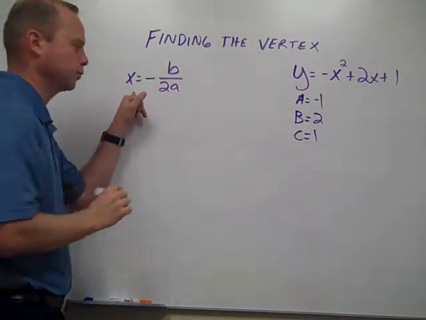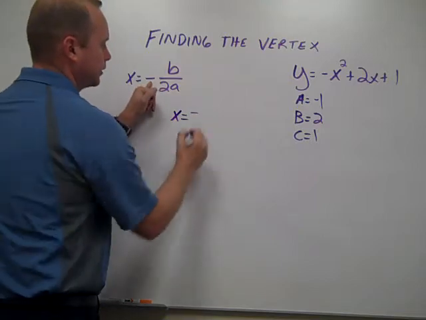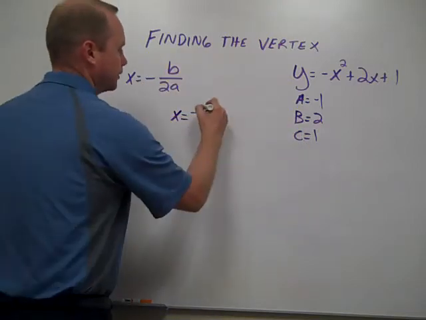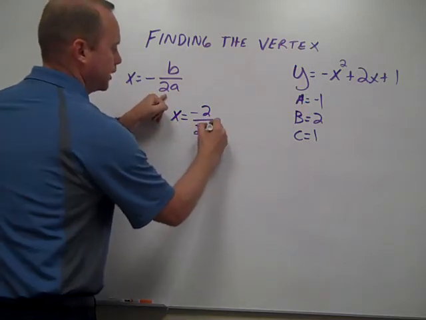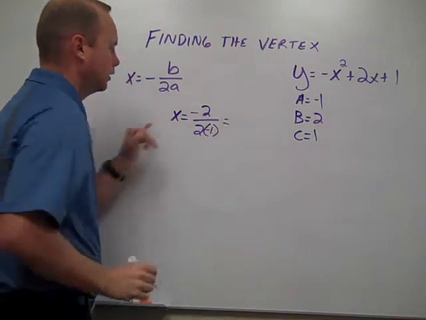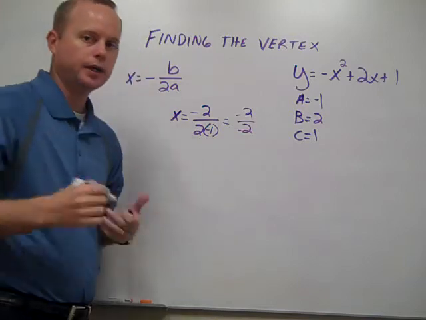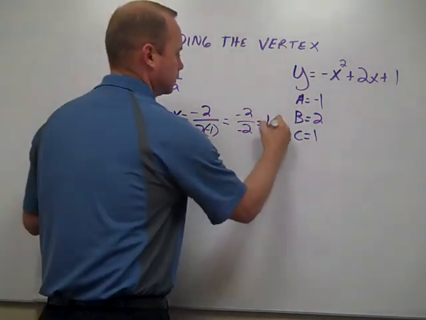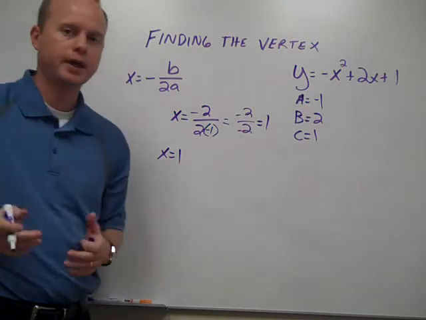Now I need to plug it into this formula. x equals negative b, and my b is 2, so I'm going to go negative 2 over 2a. 2 times a, and a is negative 1. So this is going to be negative 2 over negative 2, which equals 1. So I know right now that x equals 1. Okay, so now I found my x value.